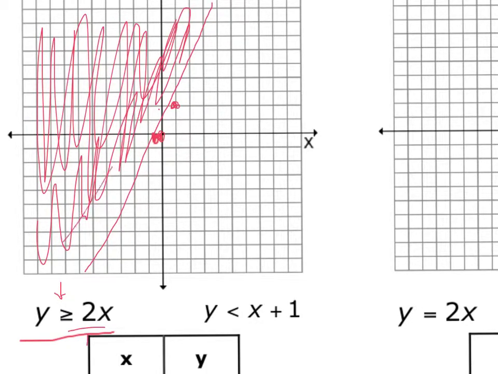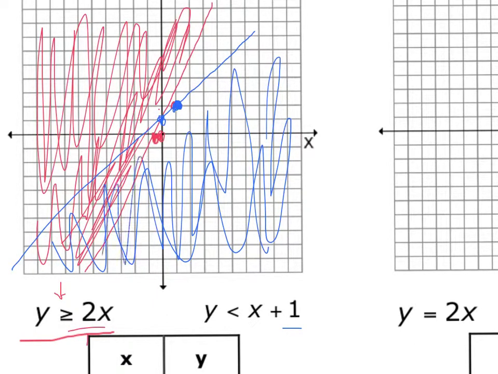So that's line number 1. Line number 2, we got a y-intercept of 1, so we're going to go up 1. Our slope is 1, so we're going to go up 1 and over 1. Then we're going to draw our line, and this time it will be a solid line. We want all the y values that are shaded down.